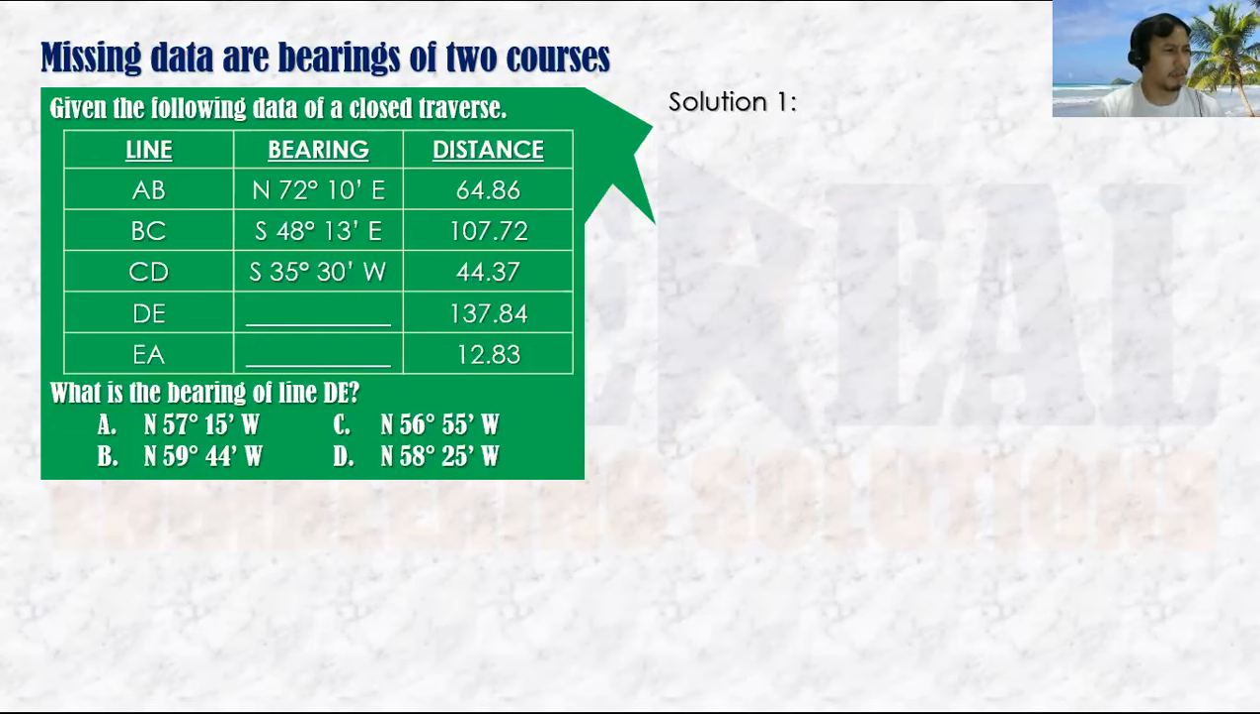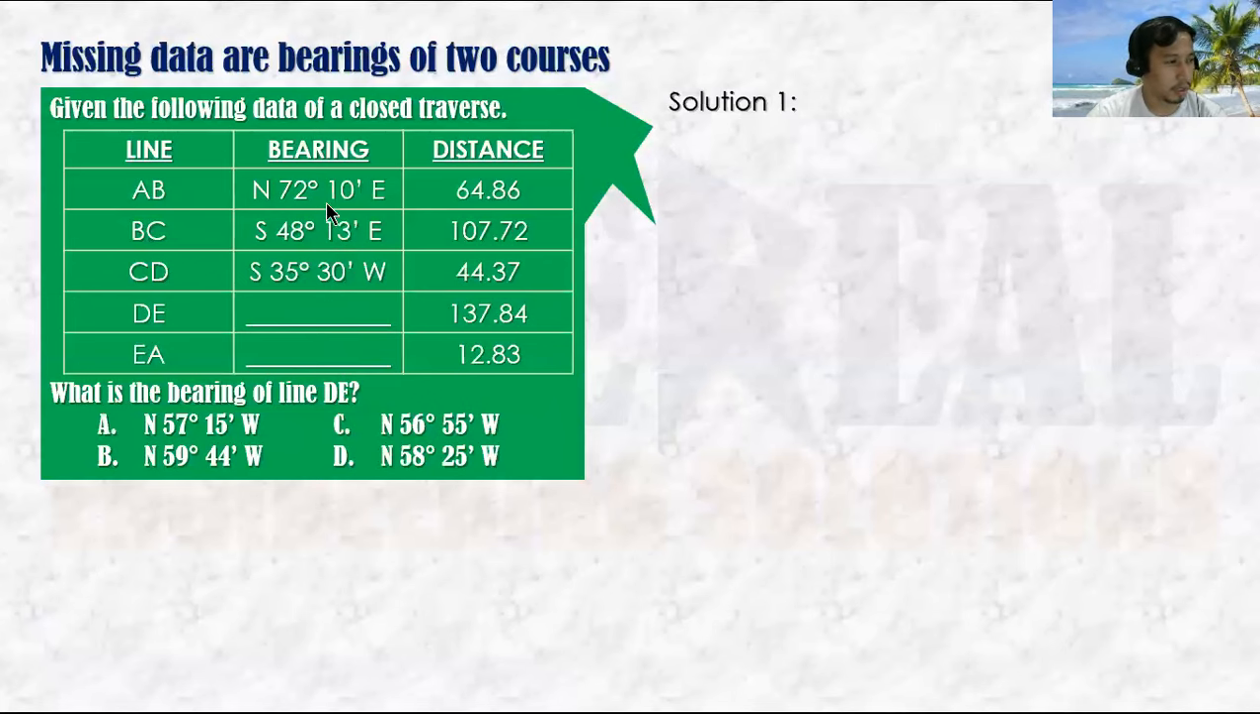Now, for this case, you really have to draw the traverse. No, we cannot just right away solve for the respective latitude and departure, or we cannot also assume variables for the bearing, same as the solutions case number 2. We cannot do that because we do not know ano yung direction ito. So we must know it first by making the drawing. So let's start with AB.